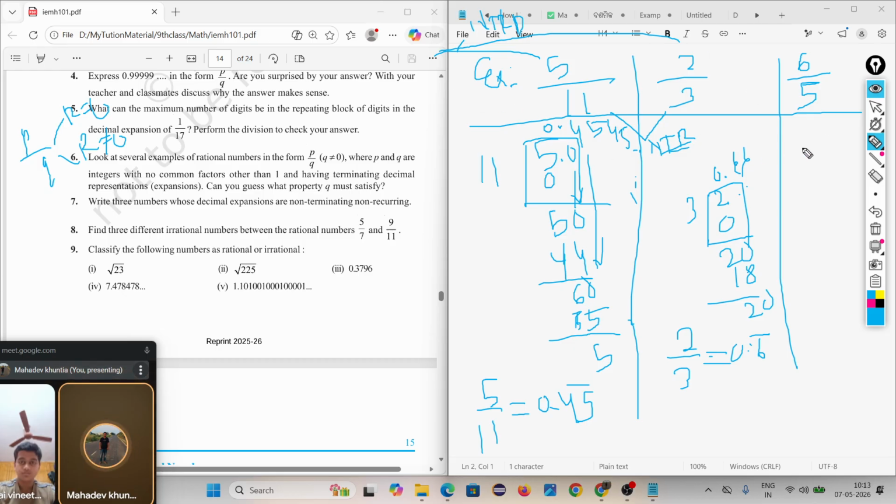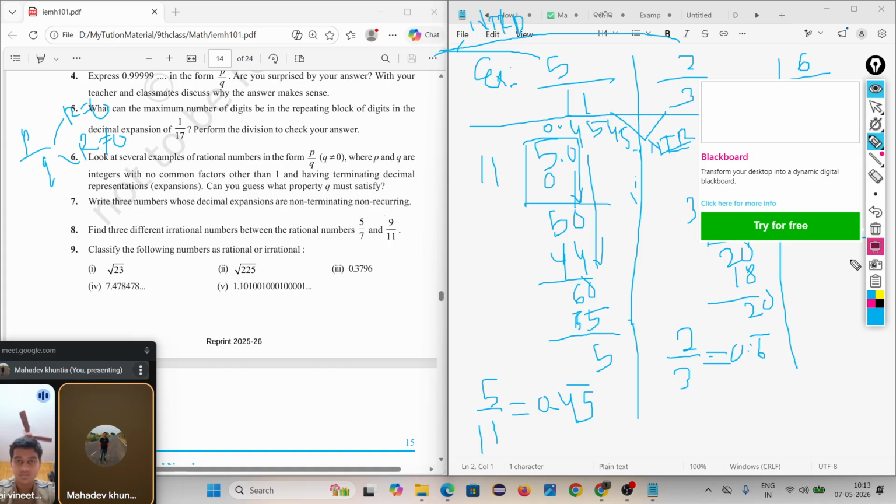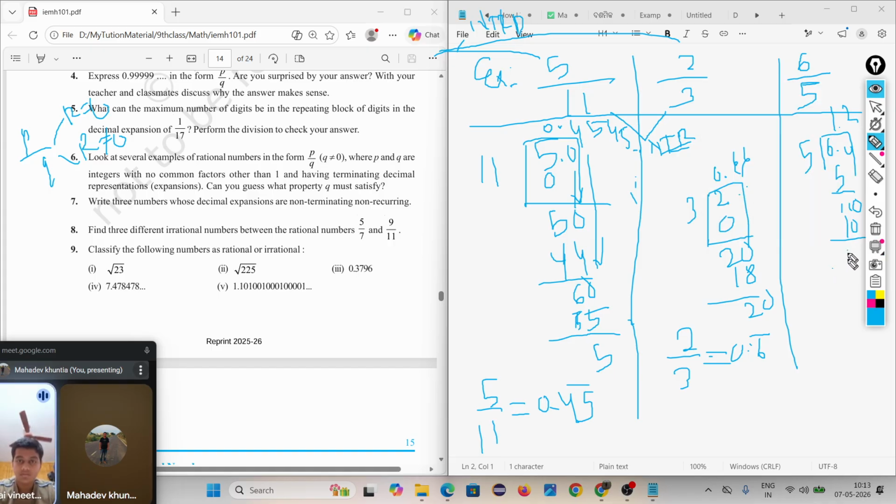That means the remainder equals 0. How? Look, 5 1 5, 1, decimal, 0, 10, 5 2 10. 5 2 10. Are you looking? Yes, sir. Okay.